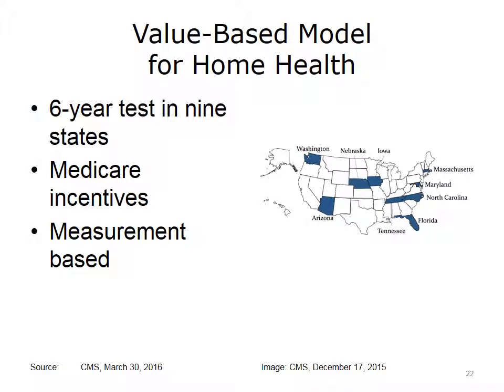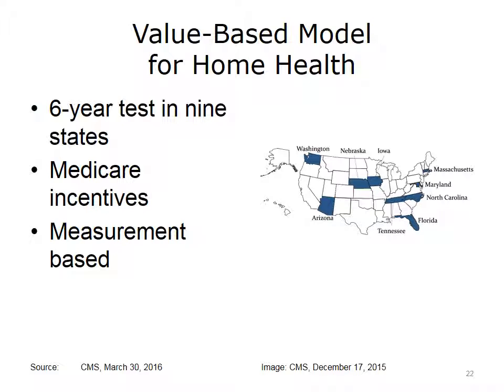In addition to programs for physicians and hospitals, CMS is advancing the concepts of value-based purchasing into home health. In November of 2015, CMS completed the final rule for an initiative called Value-Based Home Health Agencies, or HHAs. The program is slated to run as a 6-year test in the following states: Arizona, Florida, Iowa, Maryland, Massachusetts, Nebraska, North Carolina, Tennessee, and Washington.